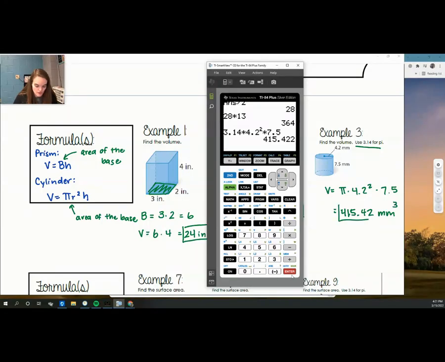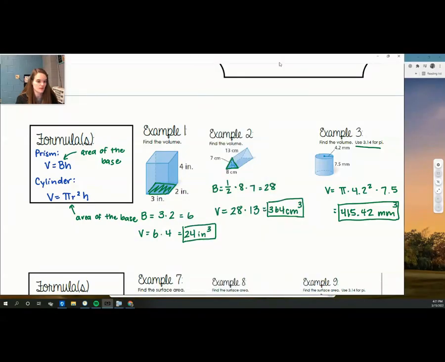So that is how you find the volume. Glue this in on the appropriate notebook page, and we will talk about surface area of prisms and cubes at a later date.